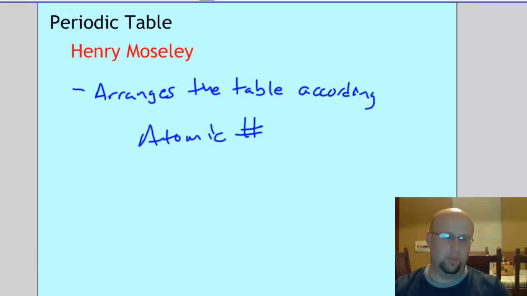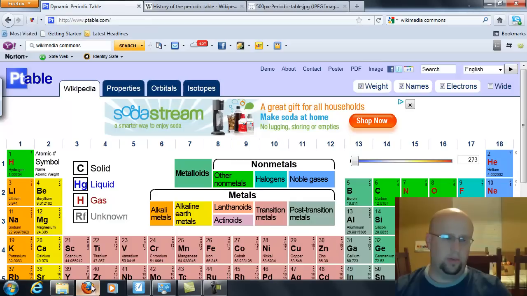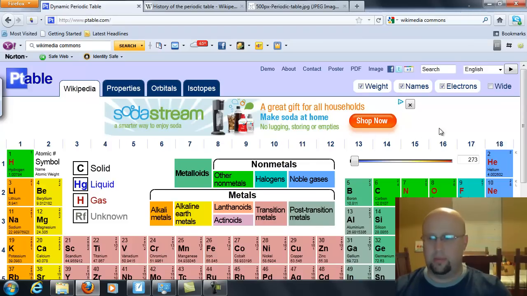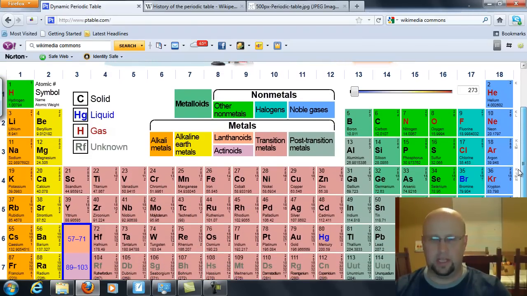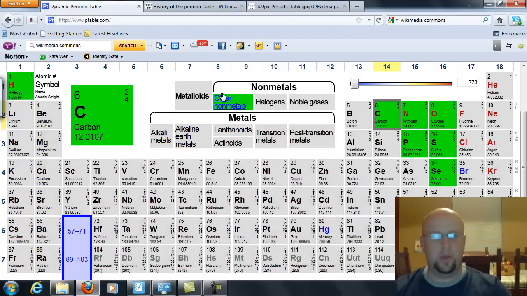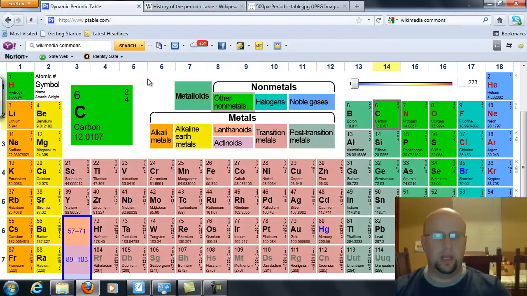And I want to briefly talk about looking at the periodic table, seeing where parts are on the table, what they're called, and how we name those things. So this is ptable.com. If you go there, you'll immediately notice that the table is color-coded in very specific ways. You need to make these notes either in your notes or on a periodic table so that you know what these groups are called.